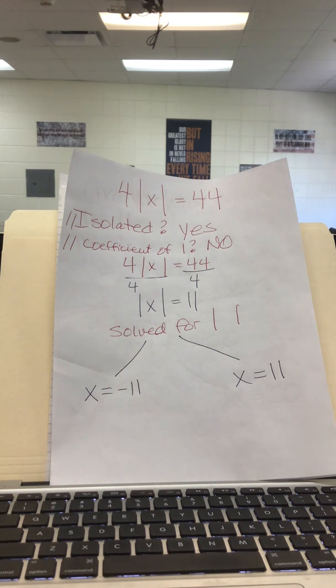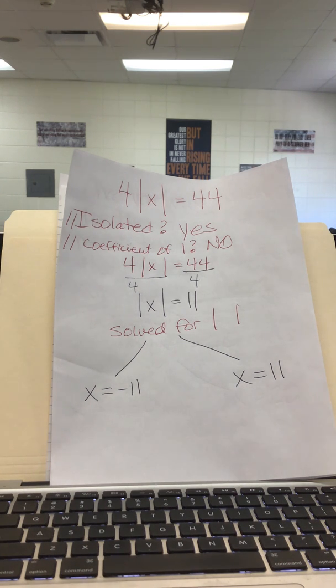So is the value inside the absolute value bars isolated? And the answer is yes. Nothing is being added or subtracted to the outside of those absolute value bars. Do the absolute value bars themselves have a coefficient of 1? No, they do not. 4 is the coefficient for those absolute value bars.